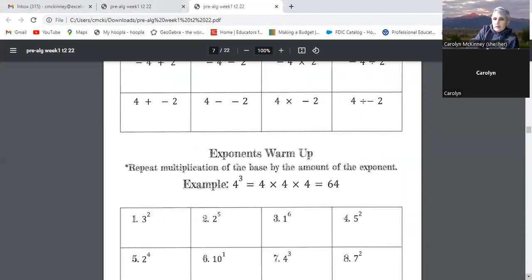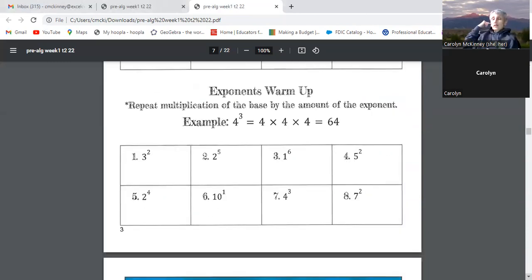So another thing we need to review is exponents. You might recall that exponents is repeated multiplication of the base. The base is the large normal size number. The exponent, sometimes also called the index in some languages or in some places, is the small raised number. And that small raised number tells you how many times to use the base.